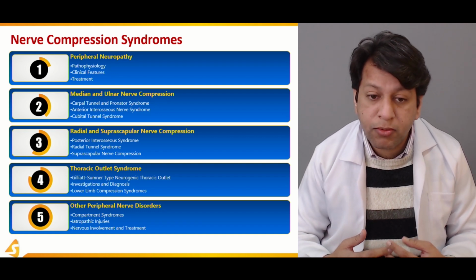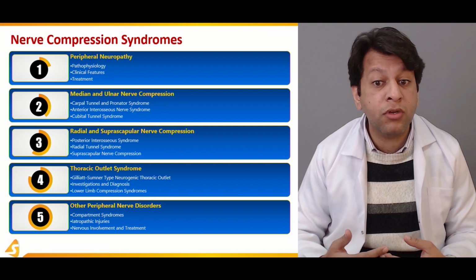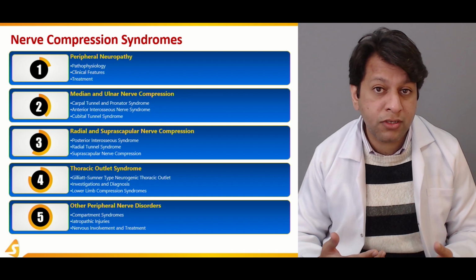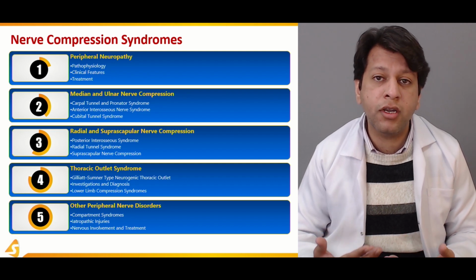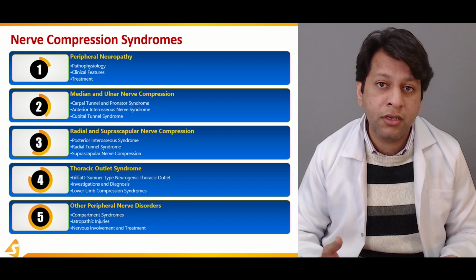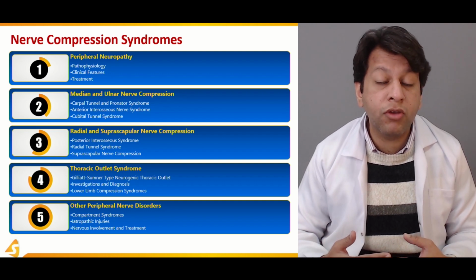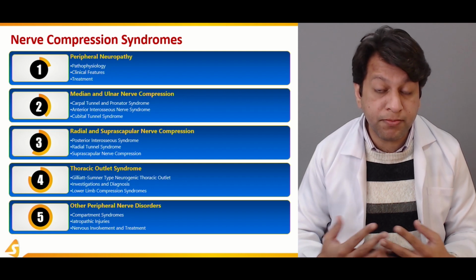In the third section, we'll be going through the radial and suprascapular nerve compression. First, the posterior interosseous nerve syndrome, which is the branch of the radial nerve and gets entrapped in the forearm and at the level of the elbow. Then we'll be briefly going through the radial tunnel syndrome.